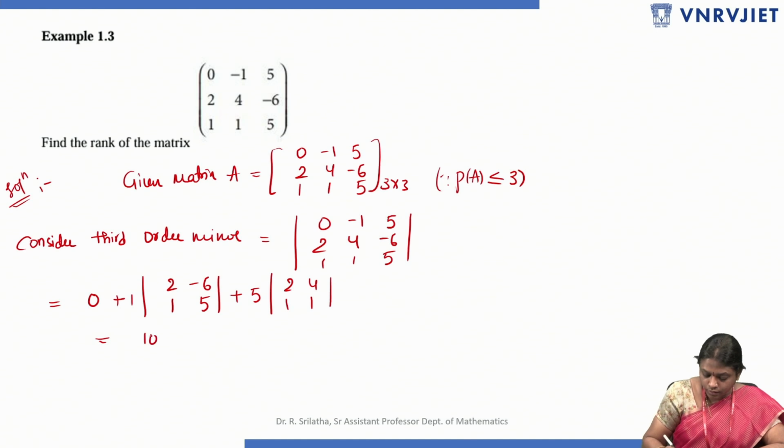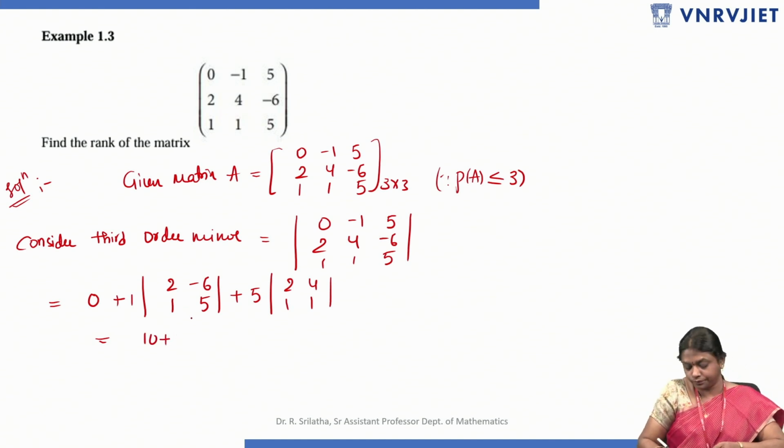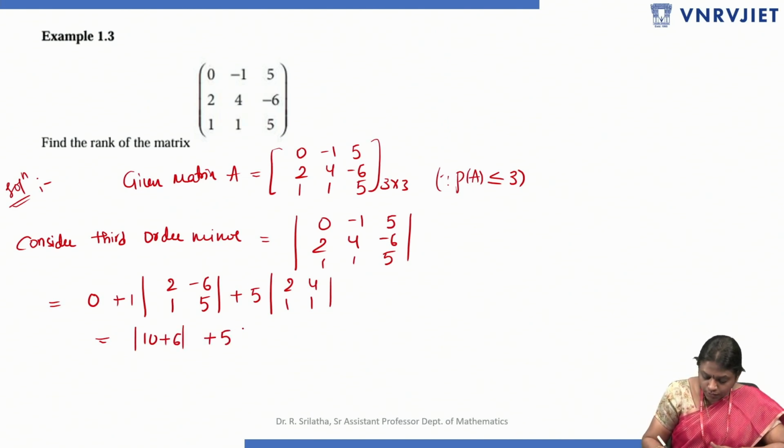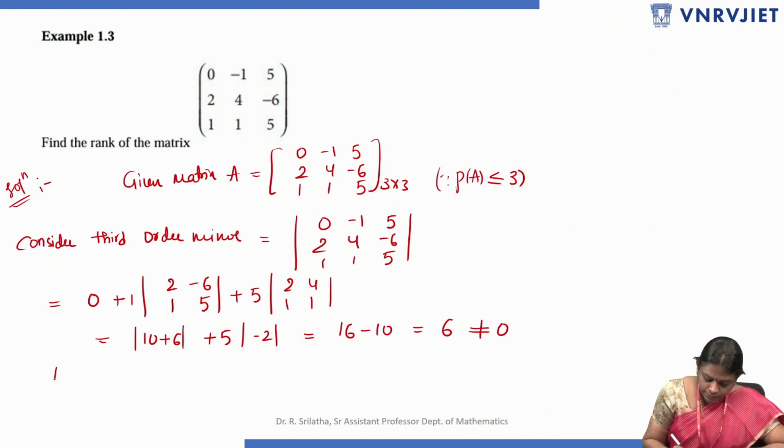10 minus of minus 6, that is 10 plus 6. Plus 5 times 2 minus 4, that is minus 2. So 16 minus 10, which is equal to 6. That is not equal to 0. So there is a minor of order 3 which is not 0.